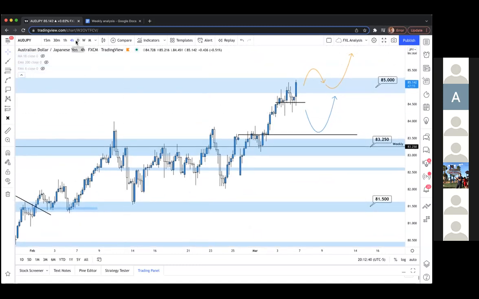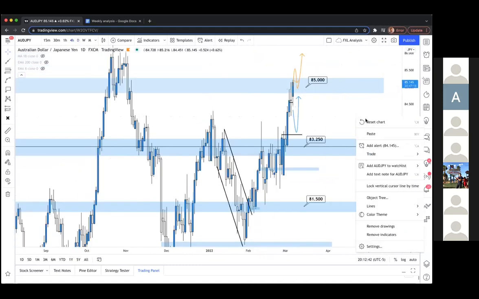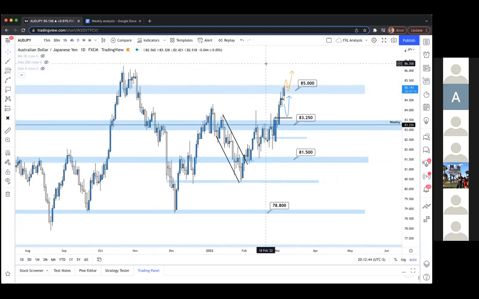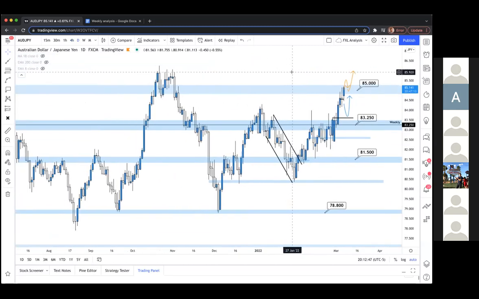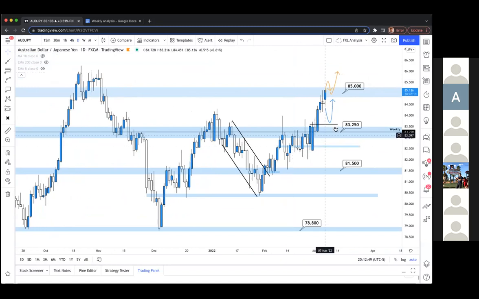Let's jump over to AJ. AJ is actually looking pretty nice, closer to some sort of setup, but we'll get to that 4-hour analysis in a second. Let's go to the daily here first, and we're looking bullish here as well.